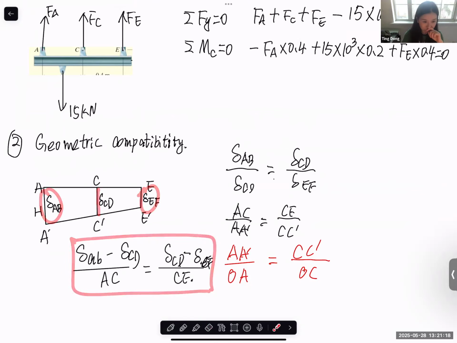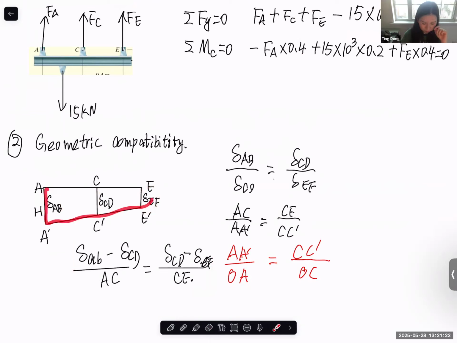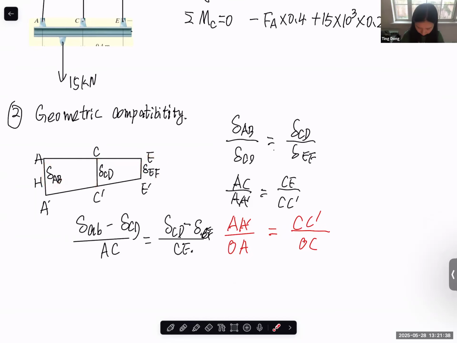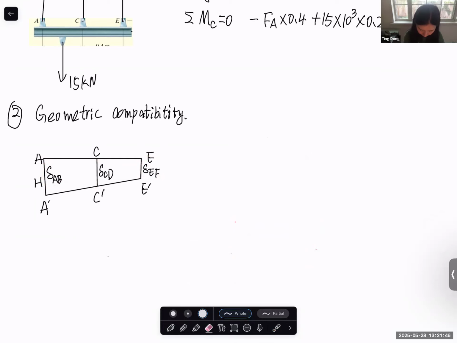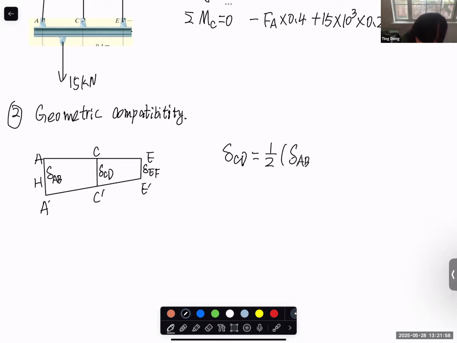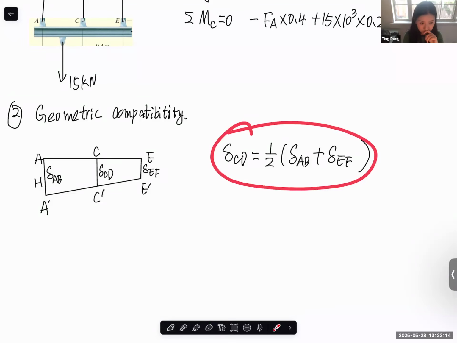Of course, this equation is correct, but it doesn't need to be so complicated to understand. It's simply, this is the trapezoid, and C is the middle point of the ACE. So this one should be half of delta AB plus delta EF. Let me write down the equation. Equal to half of AB plus EF. Any question for this part? Any question for this one?